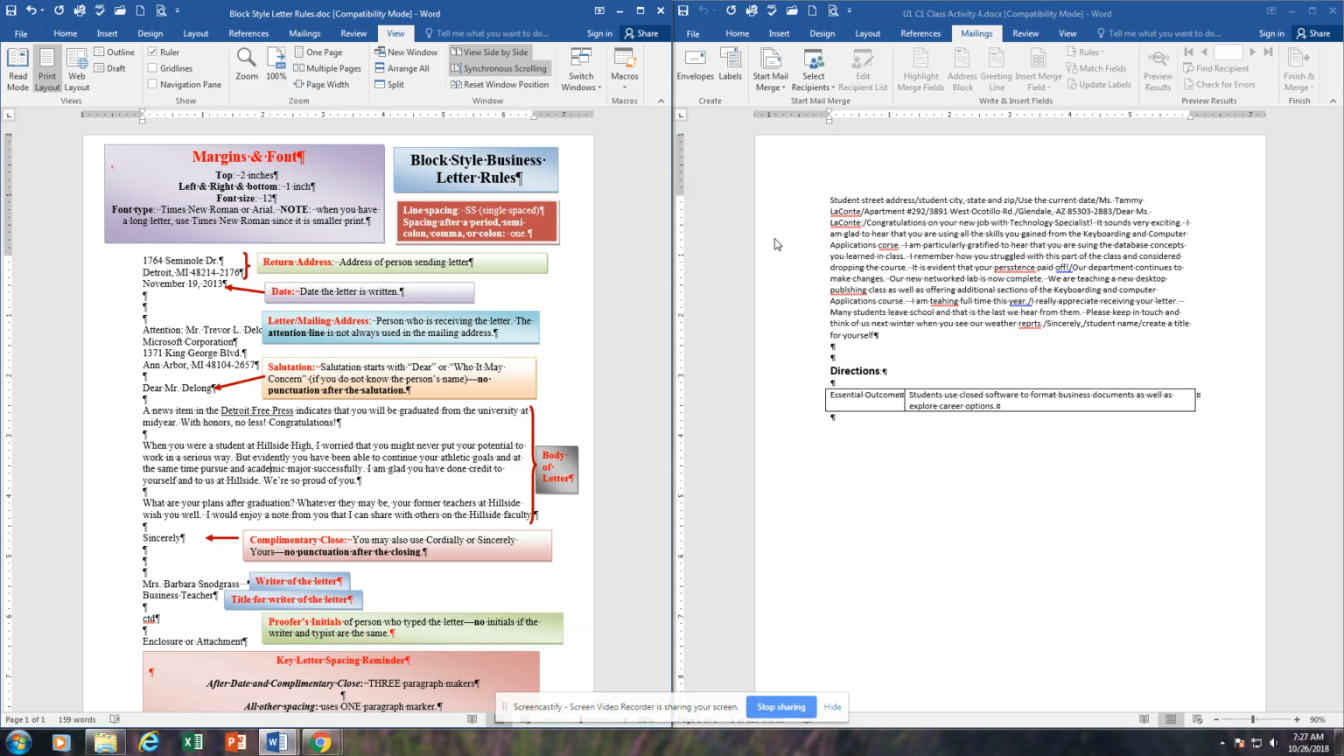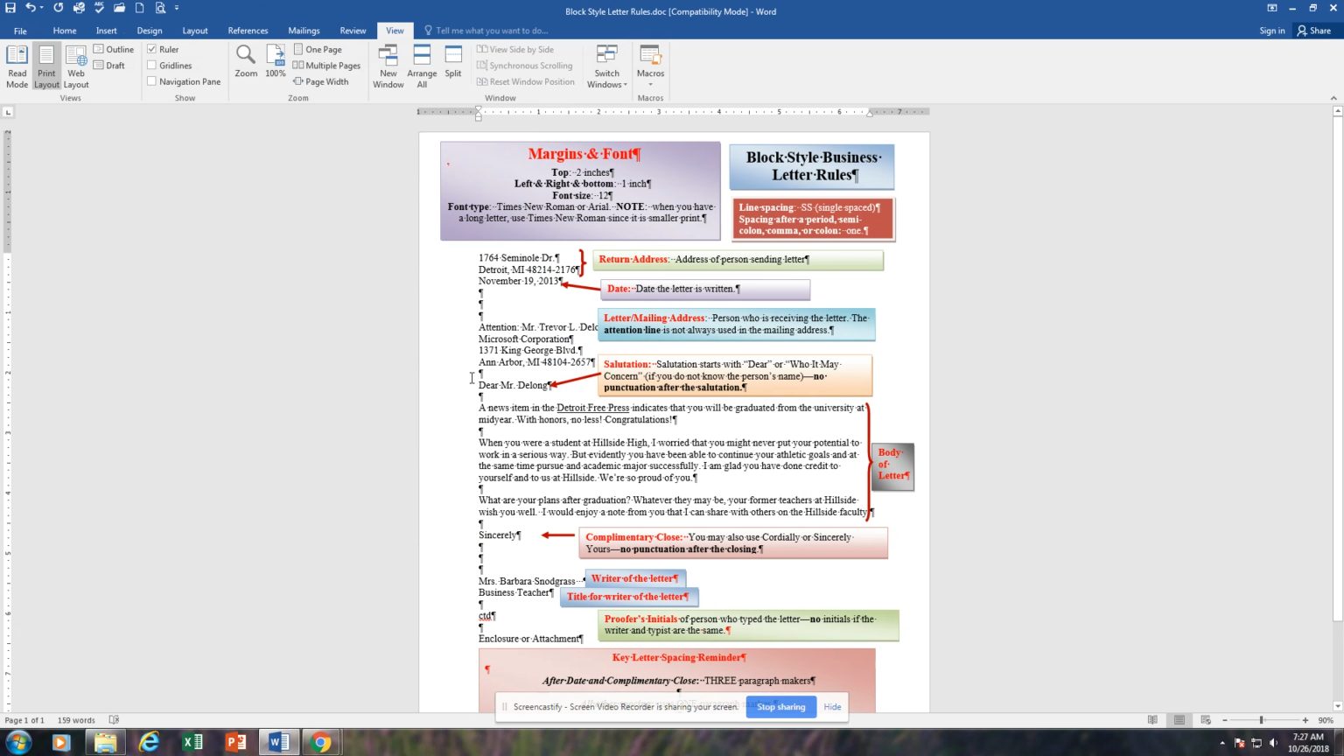When you have finished formatting this document, then you are to call your teacher over and have them proof that letter to make sure you have done it correctly. I'm going to exit out of this. So we have covered the block style letter. It's now time for you to go to Google Classroom and find the next step of formatting a block style letter. Have fun.